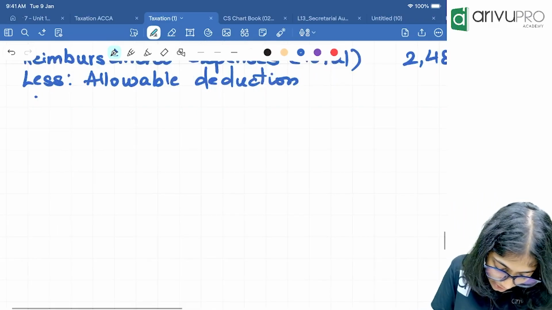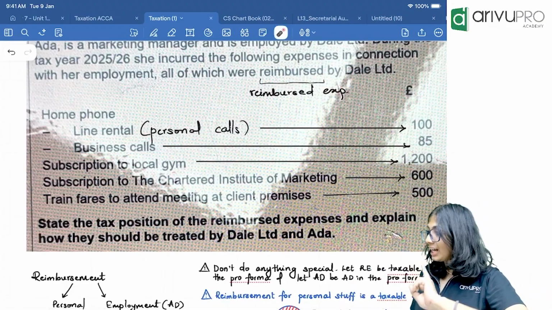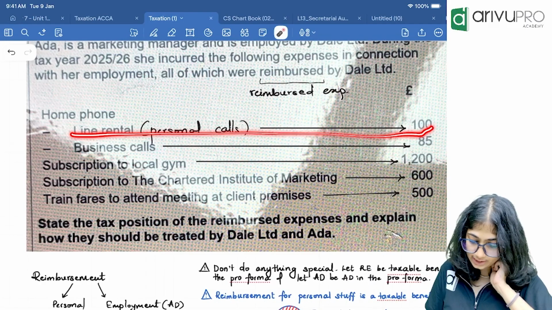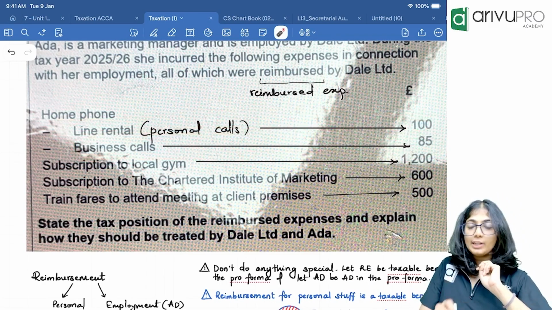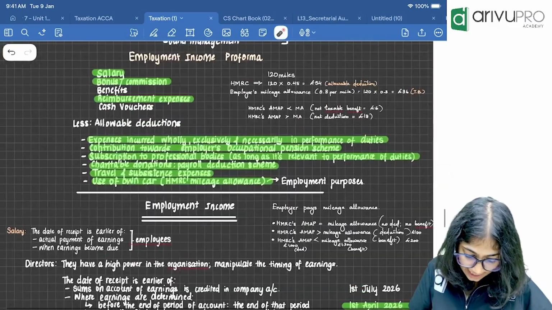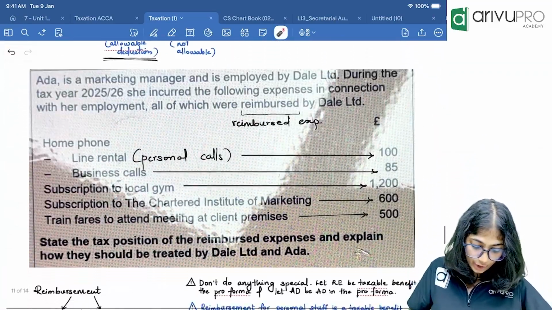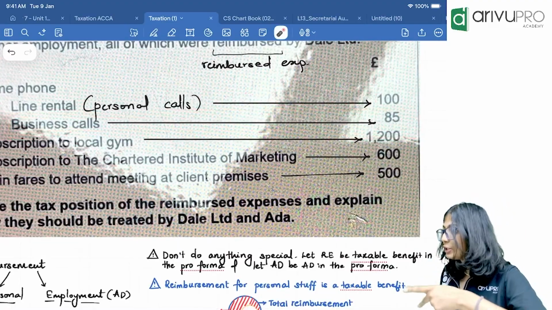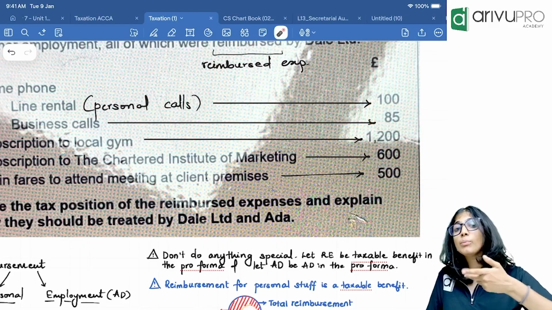Under allowable deductions, we got what? Now we have to see which of these are allowable deductions. Guys, under home phone, this much was personal. This much was related to your business. Which part of this is an allowable deduction? As we have seen, any expense that is incurred wholly, exclusively and necessarily in the performance of duties, including your telephone expenses, that is your business calls, it is relevant to your business in performance of duties. Can I say this 85 pounds is an allowable deduction?